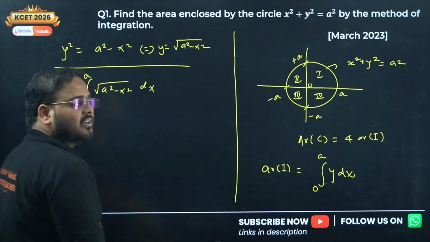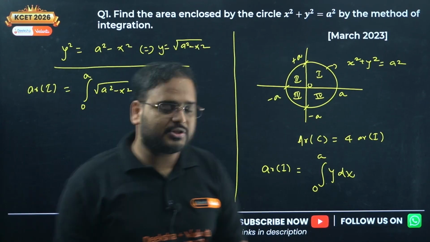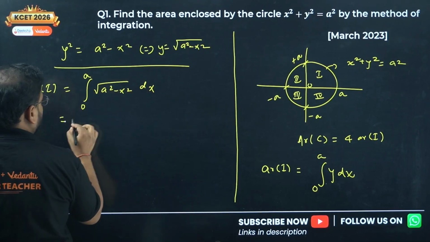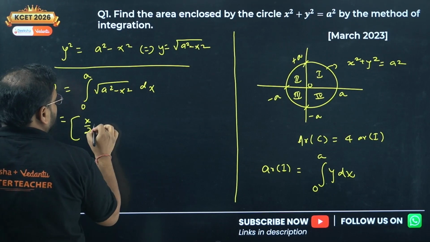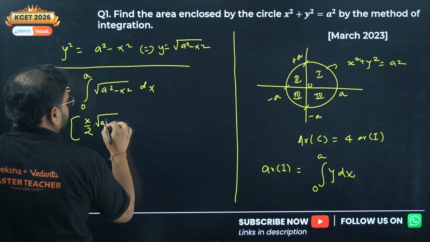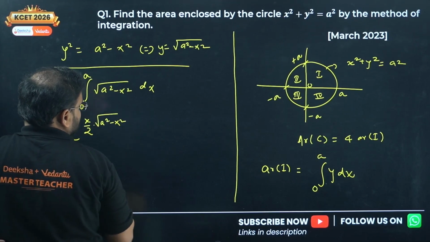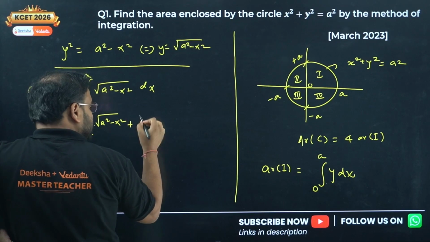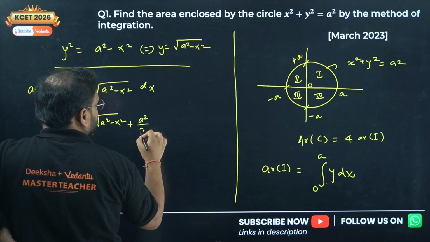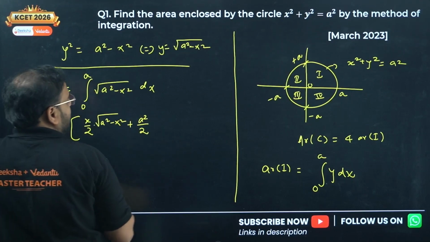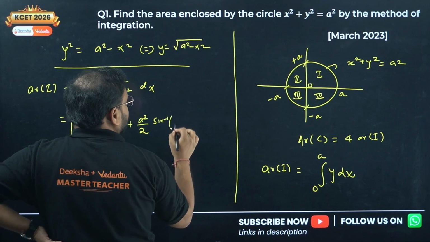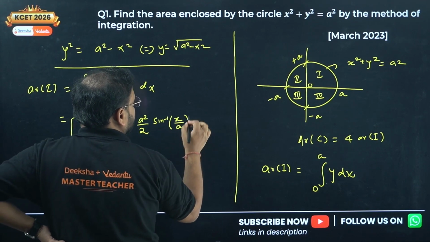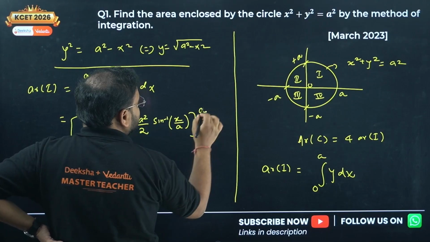We all know this is the integration of what type? Particular functions. For that we have the result, if you remember: x by 2 times the same root, plus a square by 2, a is a square, so like this, the same a square over here, into sine inverse of x upon a. The limit is from where to where? From 0 to a.